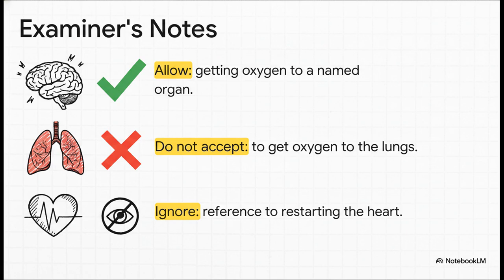Okay, but this is where it gets really interesting. This is the behind-the-scenes info, the examiner's notes. This stuff is gold dust. So check this out. It tells you that saying get oxygen to the brain is totally fine, but say get oxygen to the lungs and nope, you lose the mark. That's a super common mistake, by the way. And notice this, they're told to ignore any mention of restarting the heart. It's all about the specific biological process.